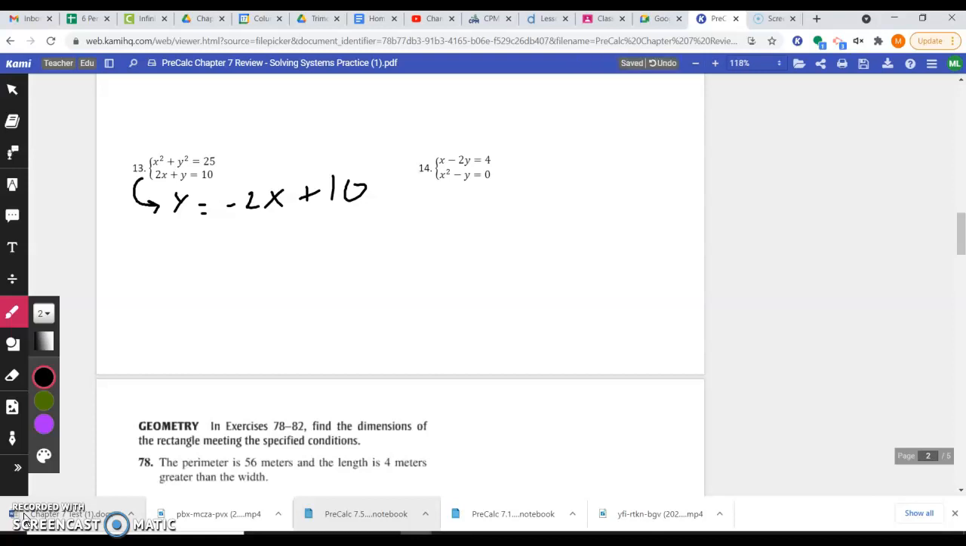And I apologize for the bad handwriting. I don't have my stylus with me here to do this. Okay. And so what I'm going to do next, now that I have this as y equals, I'm going to plug that in for the y into the original equation, or the top equation, I should say. So this is x squared plus negative 2x plus 10, now that's squared, because that's y squared, equals 25.